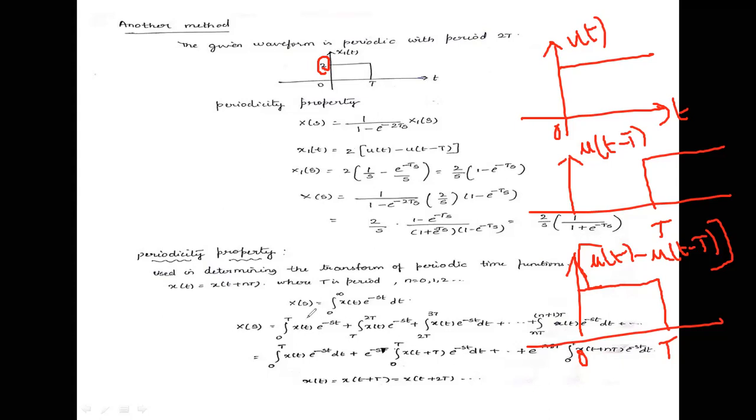What is the periodicity property? See here, usually in determining the transform of periodic time functions, x of t is equal to x of t plus nT, where T is the period. X of s is equal to the integral from 0 to infinity of x of t e power minus st dt, split into 0 to T, T to 2T, 2T to 3T, and so on, nT to (n plus 1) T. Then x of t is equal to x of t plus T, x of t plus 2T, x of t plus 3T, and so on. Follow my dear students.